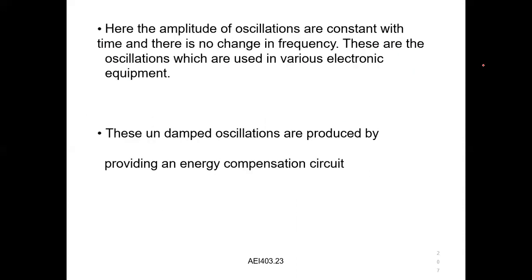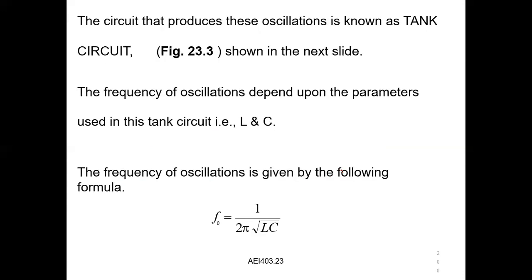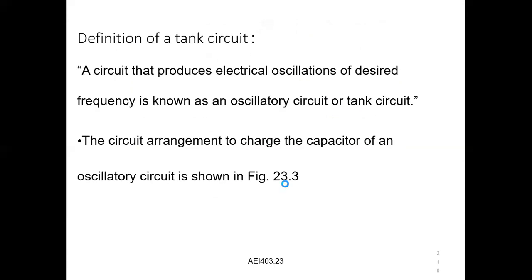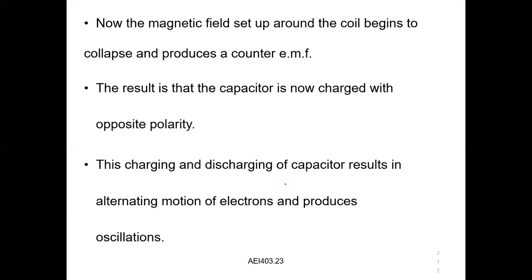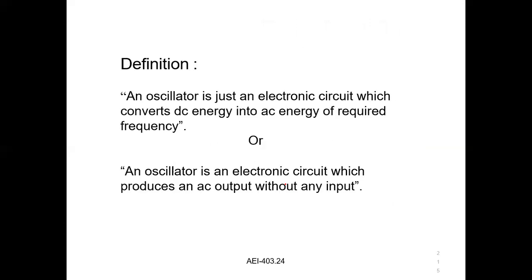Here, the amplitude of the oscillations is constant with time, and there is no change in the frequency. The undamped oscillations are produced by providing energy compensation circuits. The frequency of oscillation will be Fs equal to 1 divided by 2 pi root of LC. That LC is called the tank circuit. So let's see them one by one.